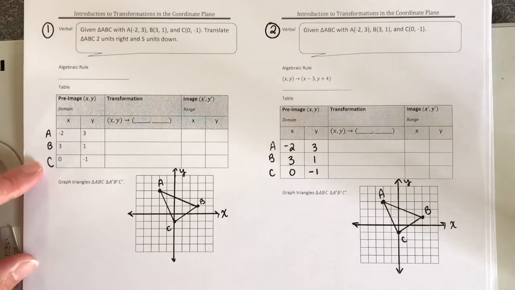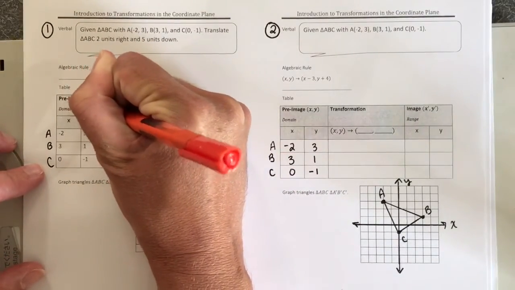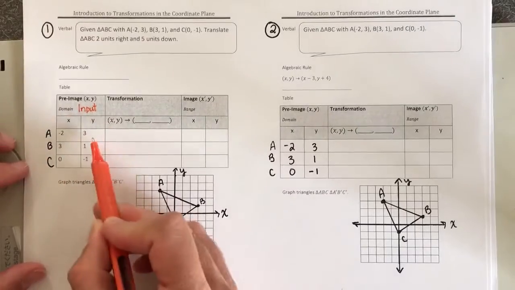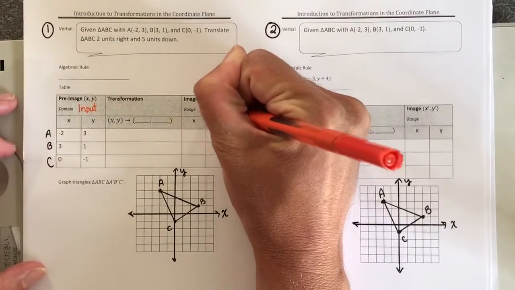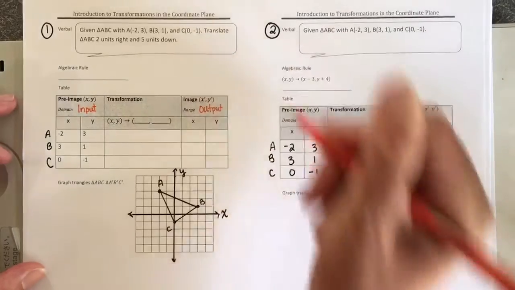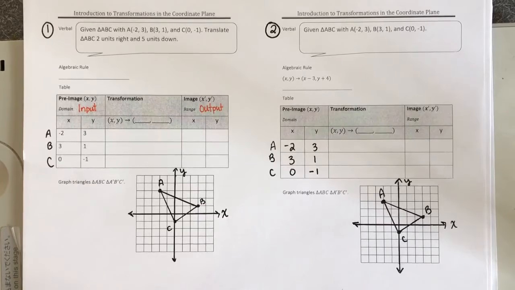The verbal description is just describing the movements: translating, reflecting, rotating. And the difference with the table of values, you still have your domain, your range, your input, and your output. But notice how my inputs are all the original ordered pairs. The output is your new ordered pairs, or the ordered pairs of the image. Now, the algebraic rule is very much like the function rule. So the algebraic rule is a rule that we apply to get our new ordered pairs.